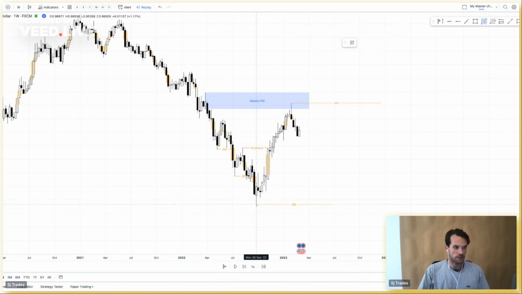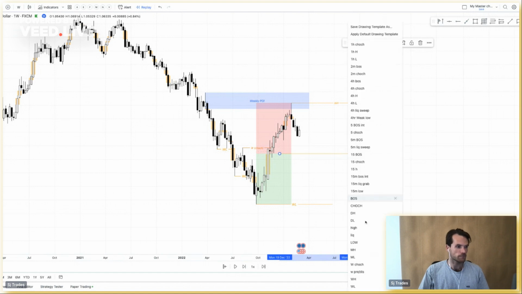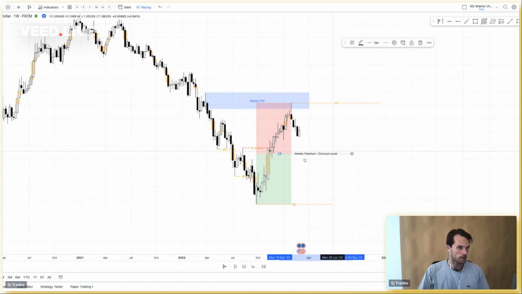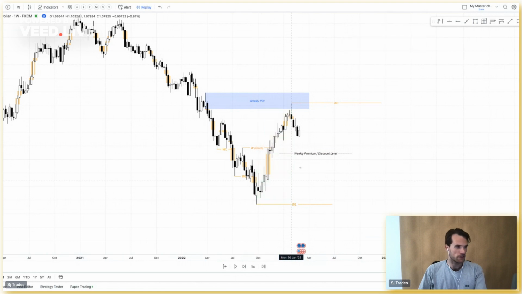Another thing I look at, because it looks like we are having a bit of a weekly pullback here, I'll mark this out. So we've got premium discount. Let's mark that out. Roughly. There we go, just for later.